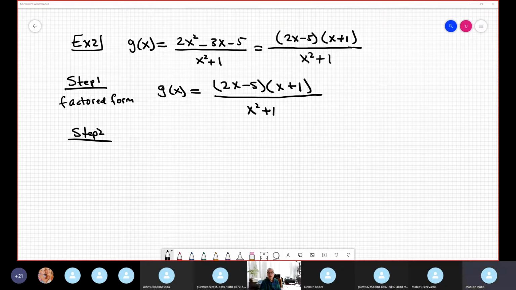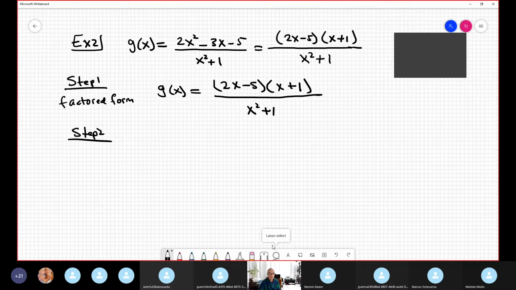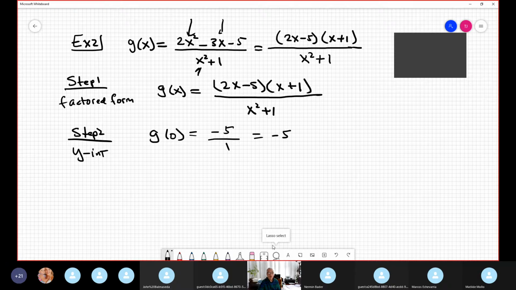Find the y-intercept. Matilde, no? Find the y-intercept, she said. And the formula is g of 0. Evaluate at 0. When you evaluate at 0, look, it's easy. When you evaluate 0 here, 0 here, and 0 here, only negative 5 stays alive at the top and 1 at the bottom. It's negative 5. So the point is (0, negative 5). This is my y-intercept. Easy. Evaluate at 0.